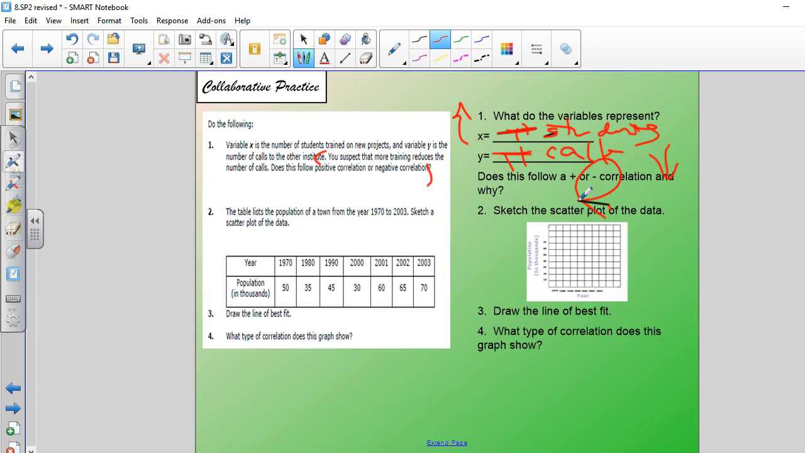Now you can pause the video and continue the others on your own, but if you get stuck, come back and I'll explain them to you.